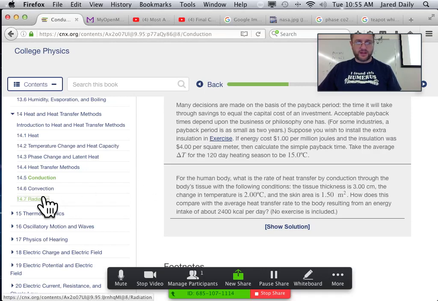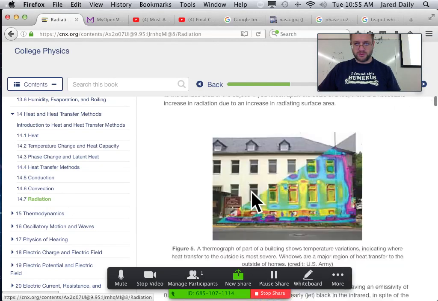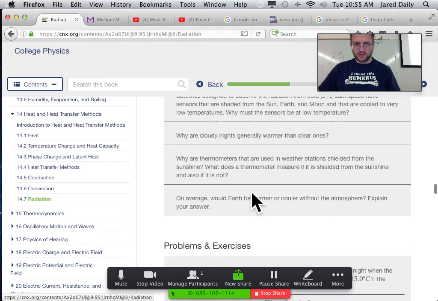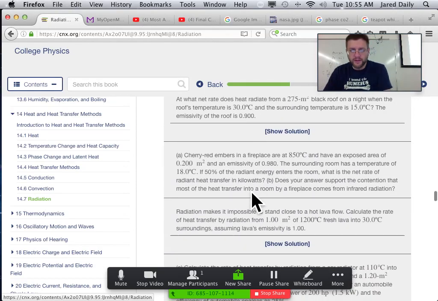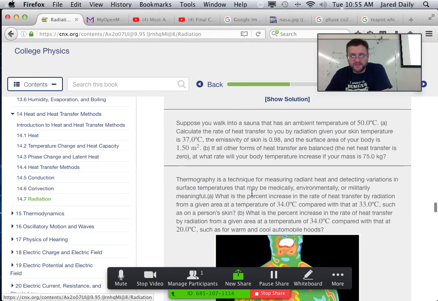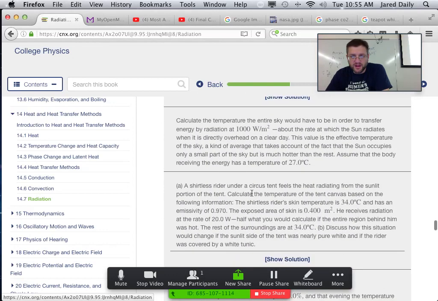And then radiation. Let's do one radiation problem. I'll email them to you.